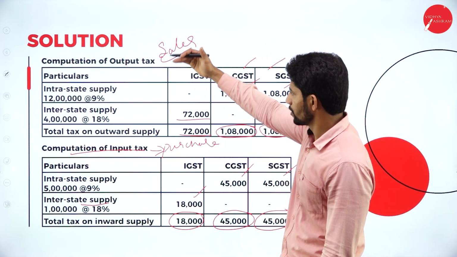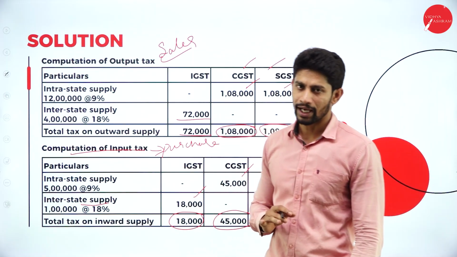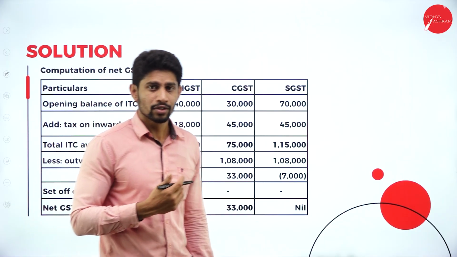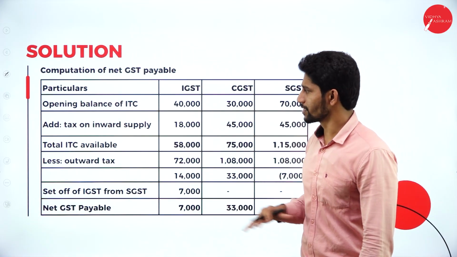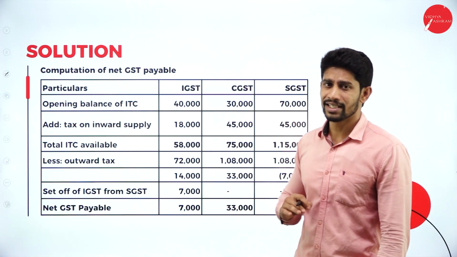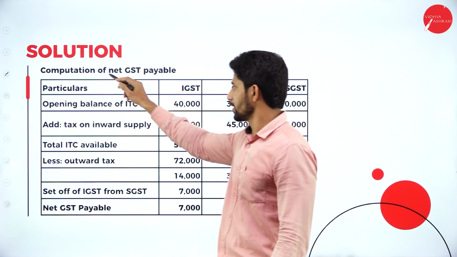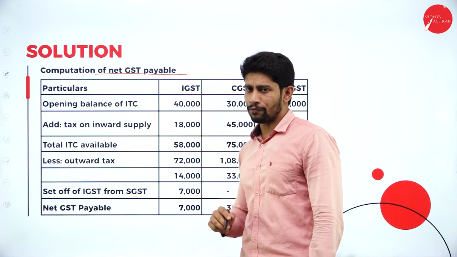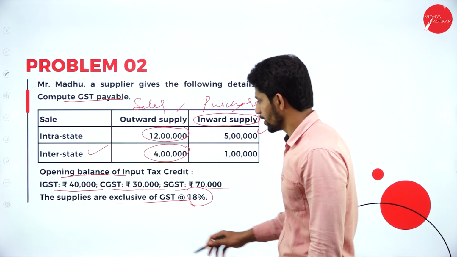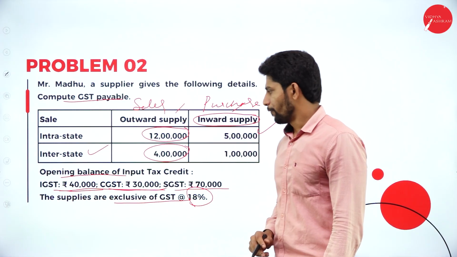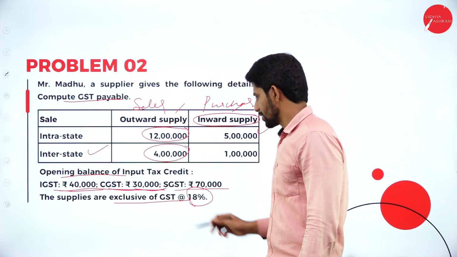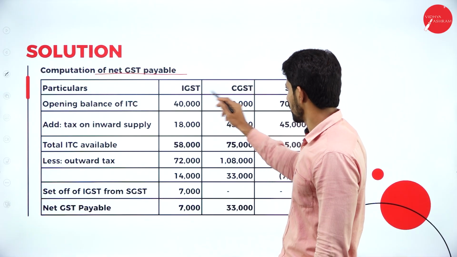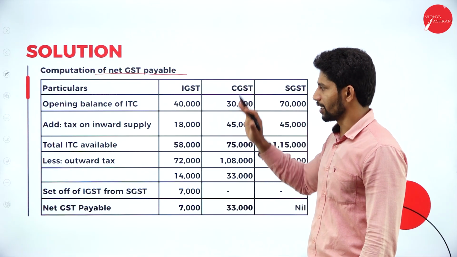So first you have to compute the output tax and the input tax. Next we set off that output tax and input tax. For this also it's the same format: particulars IGST, CGST, SGST, and the heading is computation of net GST payable. So opening balance of ITC, it is already given in the problem, right? Here you can see opening balance of ITC, it is given 40,000 IGST, 30,000 CGST, 70,000 SGST. Same thing, just write it down here. So 40, 30 and 70. That is the opening balance.